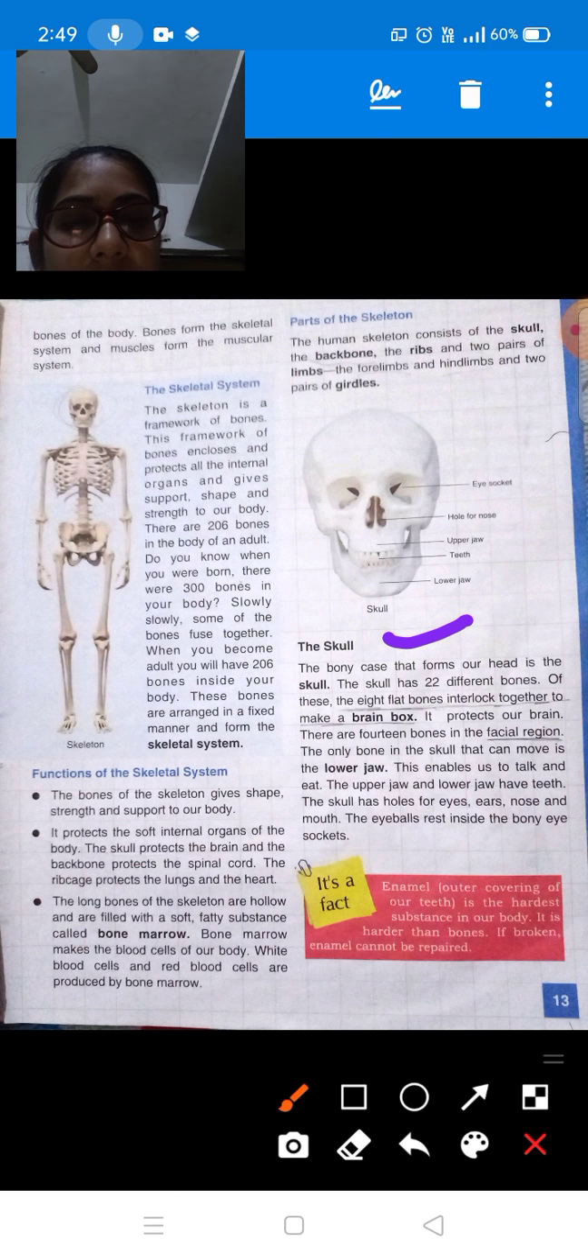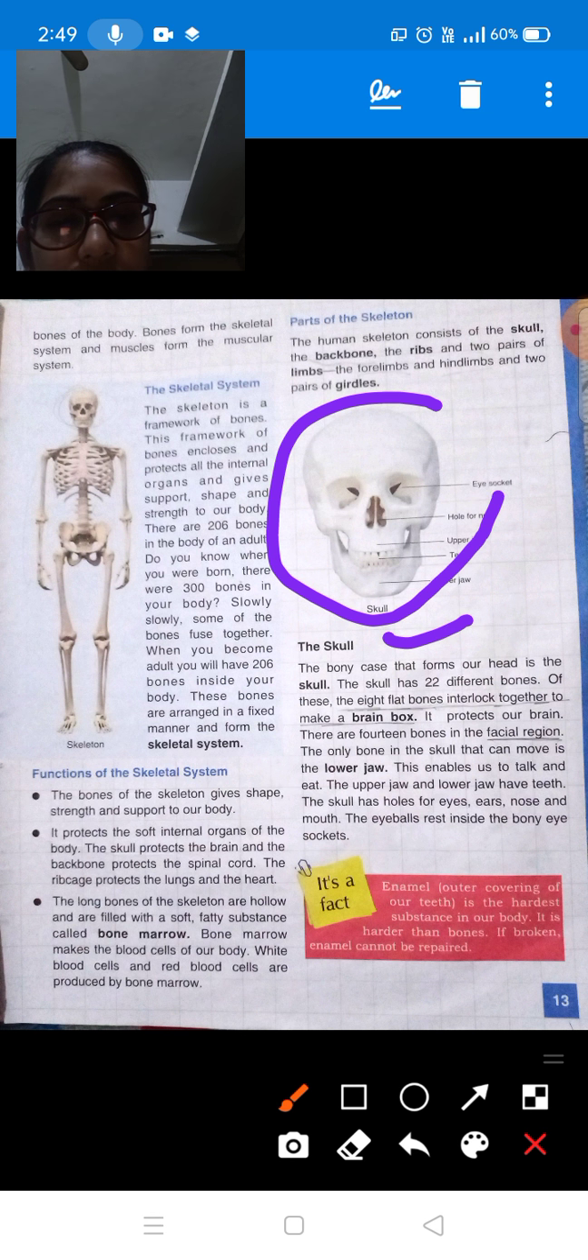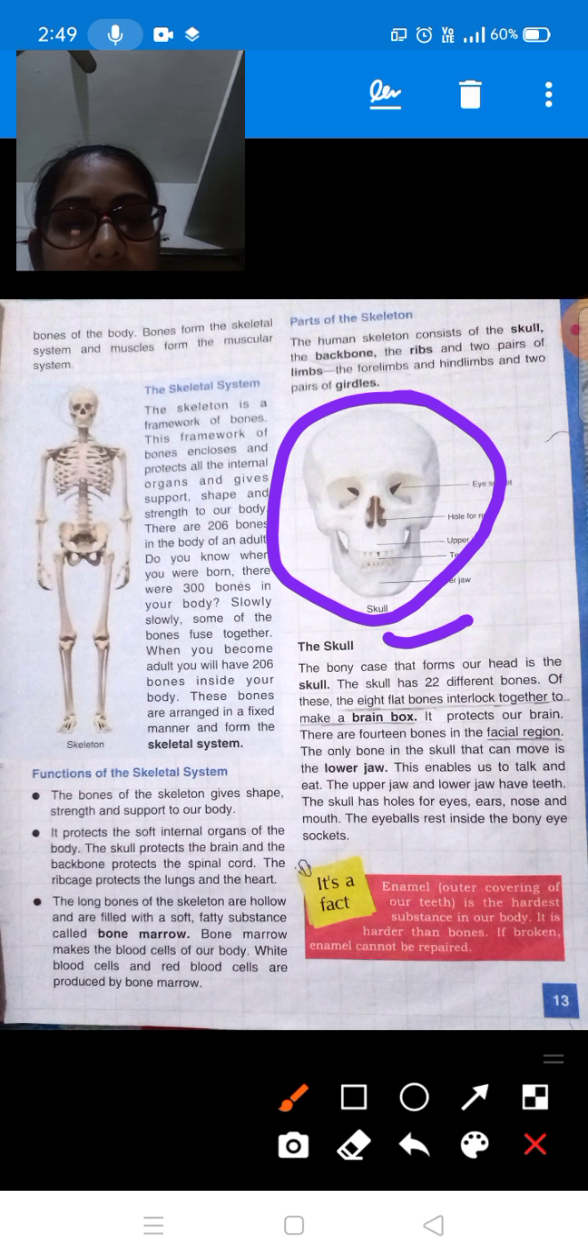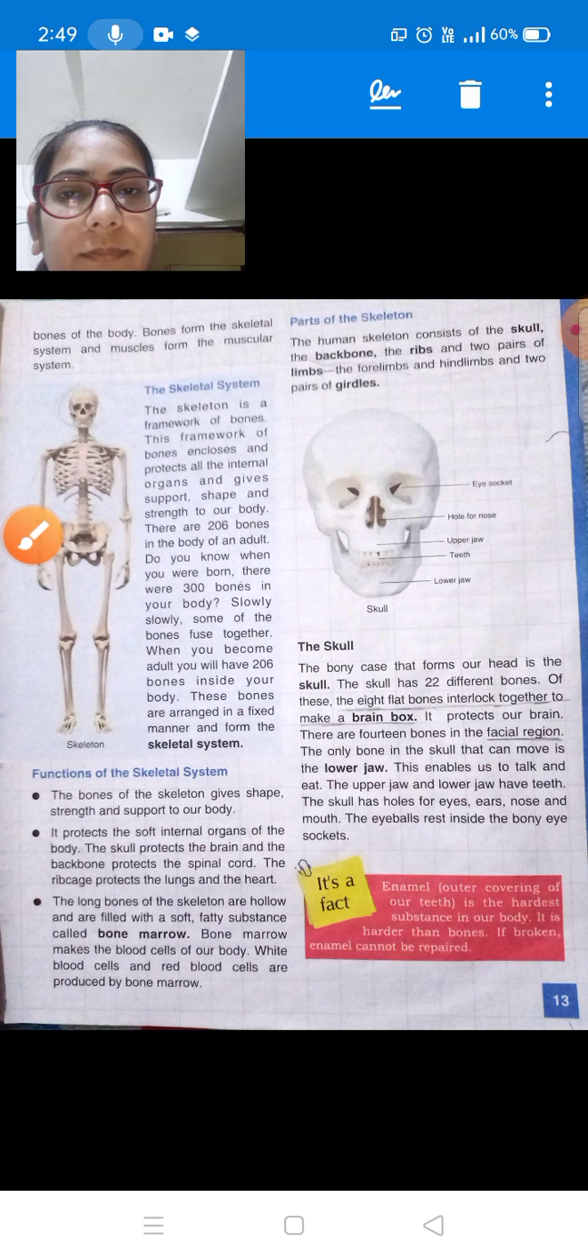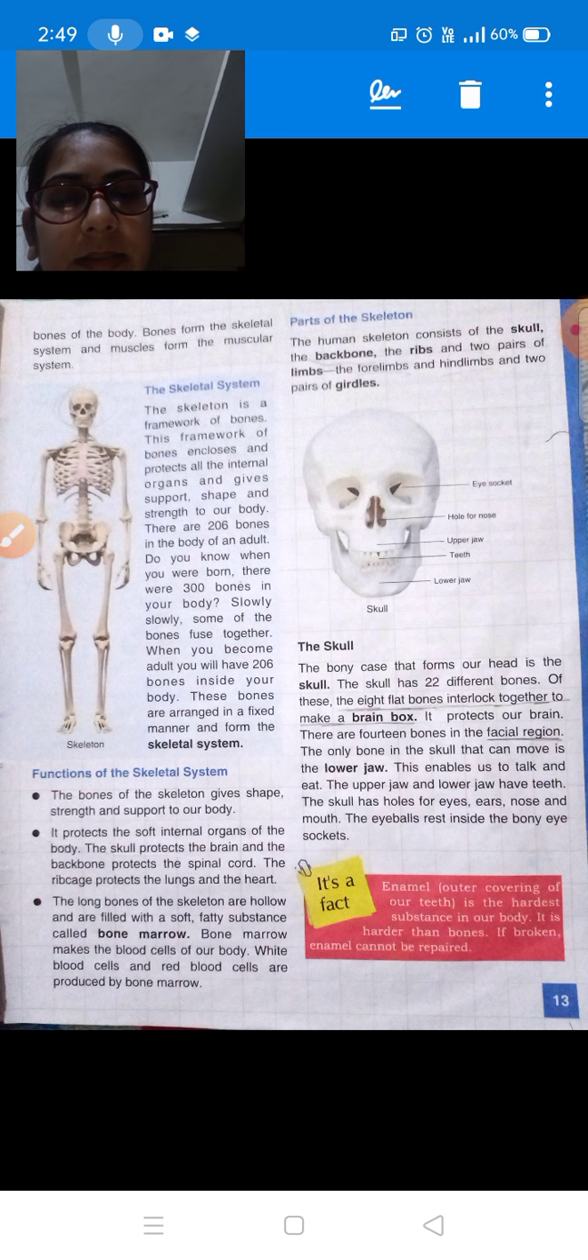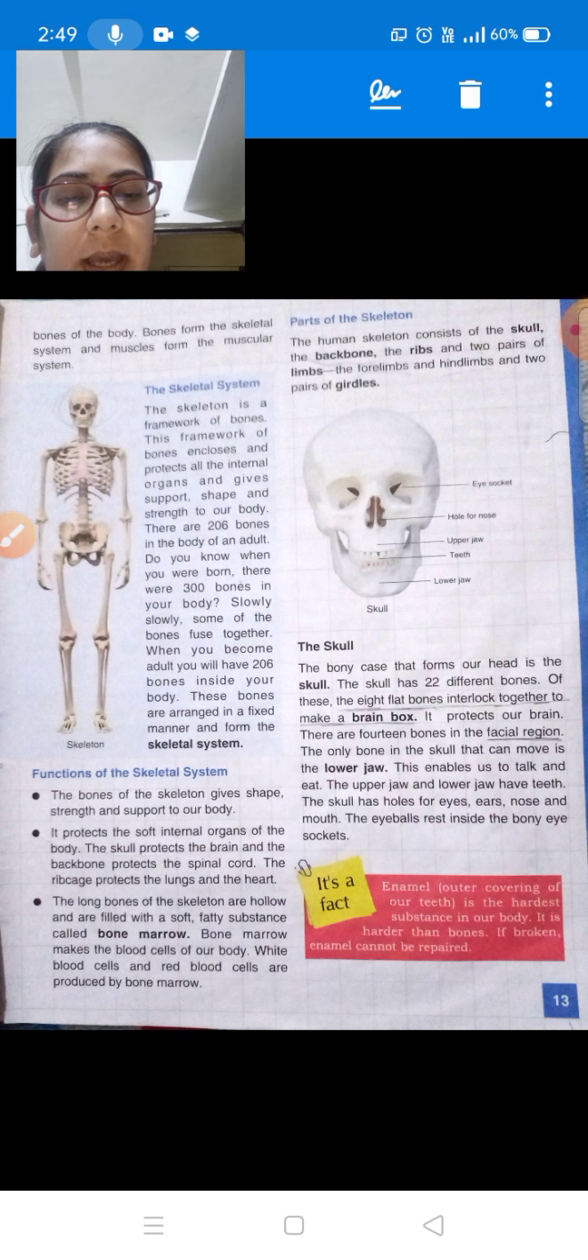The bony case that forms our head is the skull. Students, this whole structure which you can see, this whole is the skull. Okay, this complete structure is called the skull. The skull has 22 different bones. Okay, our skull is made up of 22 different bones.